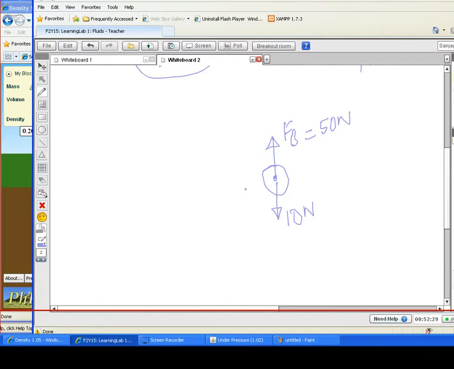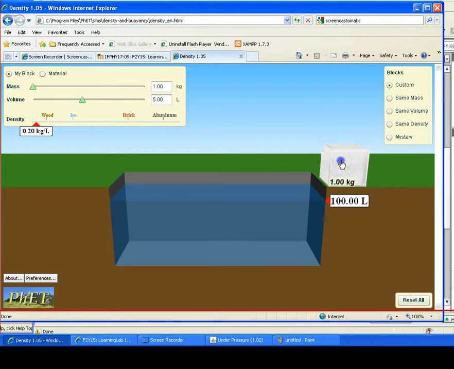No idea? Okay, it should jump out of the water, right? Because the upward force is more than the downward force. Let's see if that's what happens. So I take this block, I drag it down so it's fully submerged underwater. I know that at this point maximum buoyancy force is acting, which is 50 newtons. The weight is only 10 newtons, and therefore there is 40 newtons of upward force, and according to me this block should rise. Let's see if it does. I release the mouse, and there you can see that it rises.